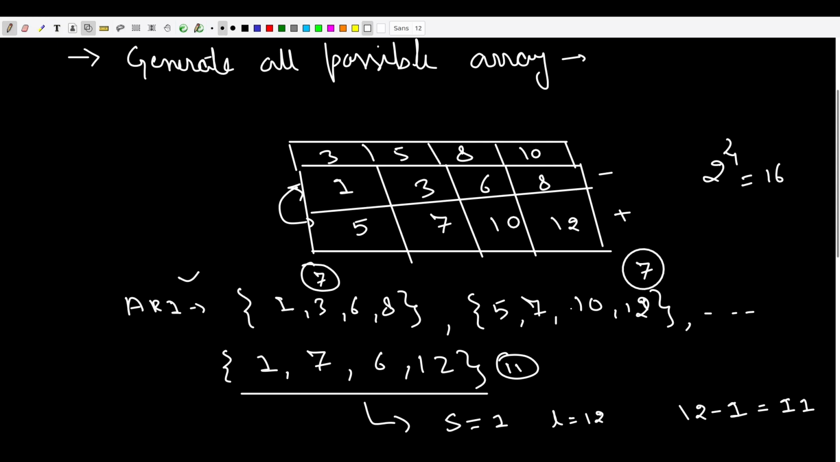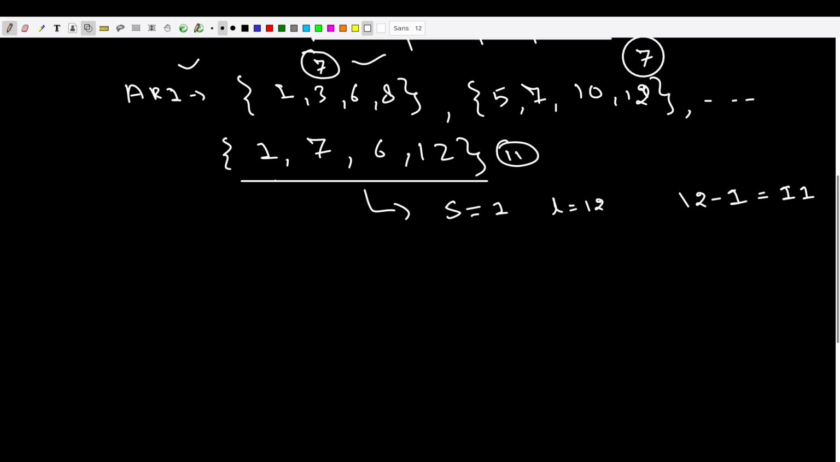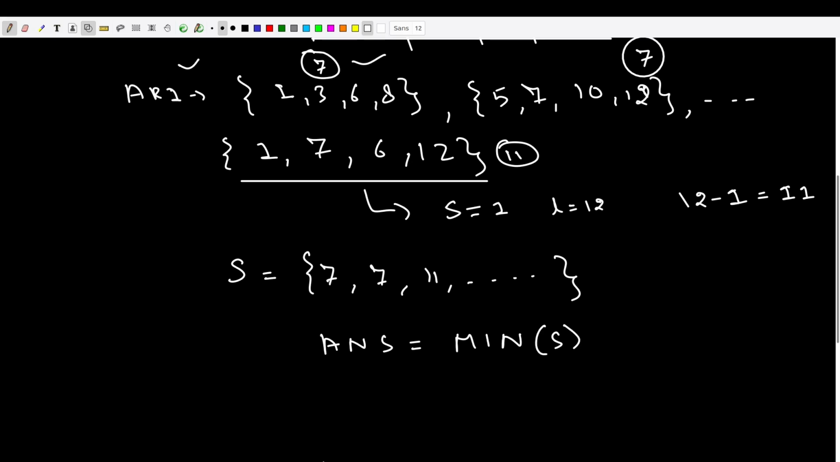Okay, so similarly there will be various arrays, and for each generated array we will find out this value, which is the difference between the largest and the smallest tower. Let us say that value is being stored in some set S. So like 7 is there, 7 and 11, and what we need to do is, our answer basically is to minimize that height. So basically the answer is the minimum of set S. Okay, so that is how the brute force solution works.